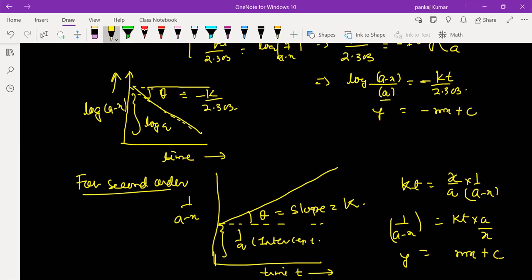1 by k, they have an intercept. How is 1 by a the intercept? I think they have taken the log value, right? It is a log value only. Then you will get the value, isn't it? This is slope only. You have to take the log value, then you will get the 1 by a. Correct?